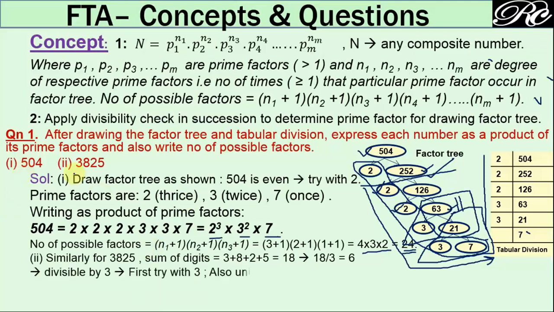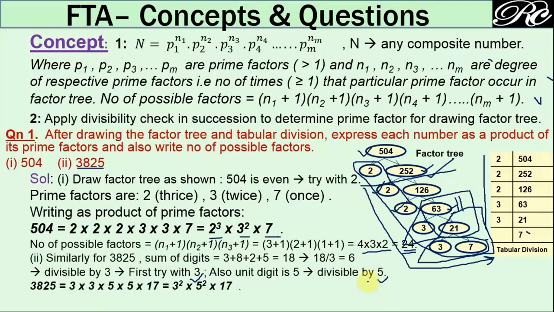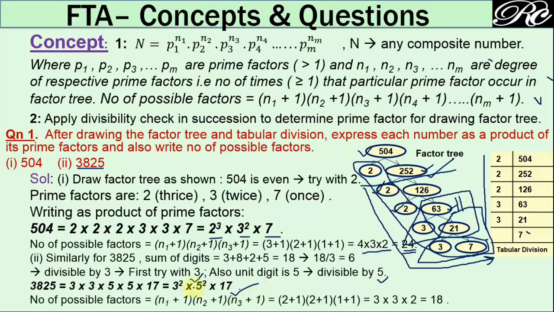Here this 3825 is divisible by 3, so by using the divisibility check, you shall first try with 3, then you shall go for 5. Though the unit digit is 5, so it is divisible by 5, it is quite obvious. We will get 3825 is 3 to the power 2, 5 to the power 2 and 17. Total possible factors can be obtained by increasing these exponents 2, 2 and this 1 by 1 each, then multiplying them, we will get it is 80. So this is how the fundamental theorem of arithmetic is applied.